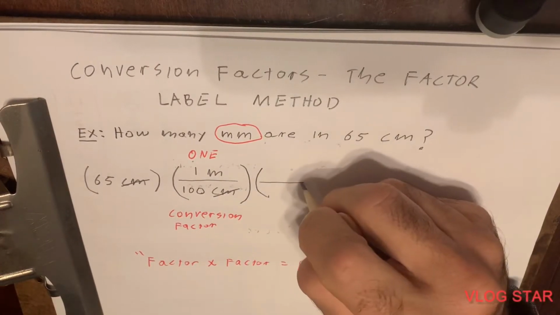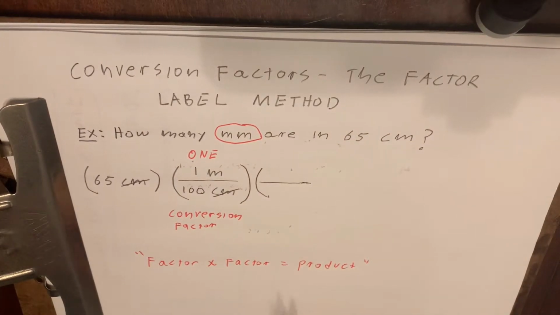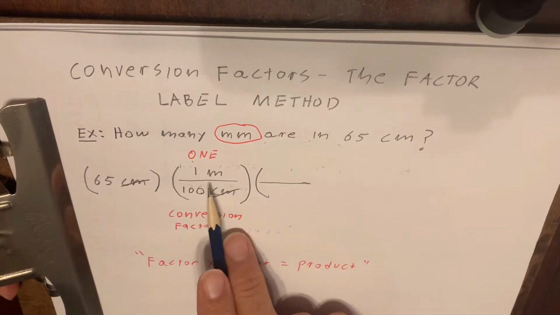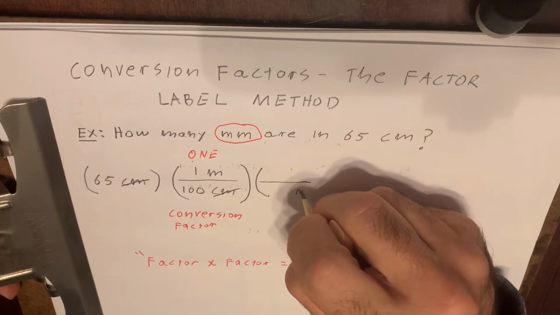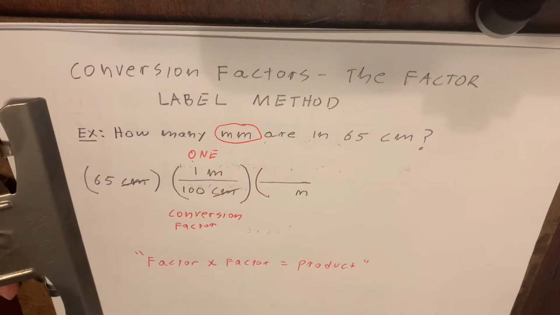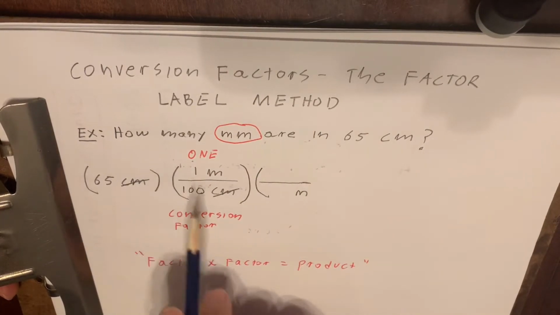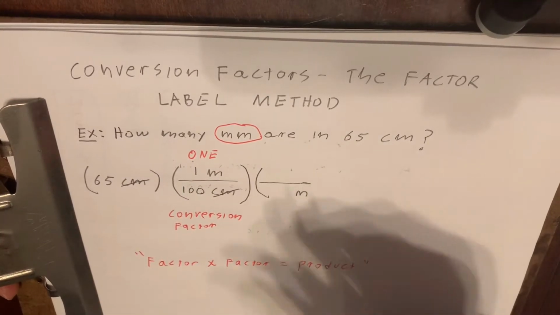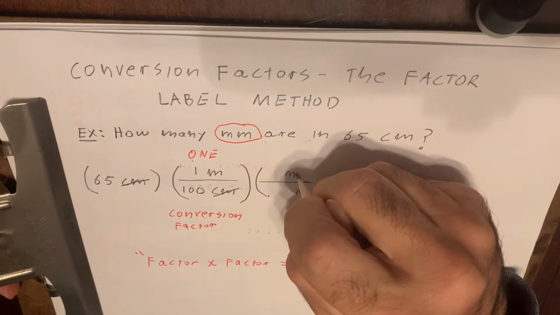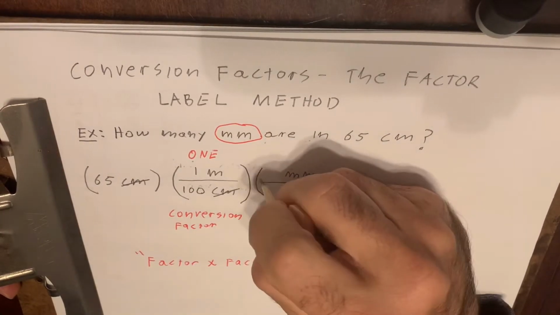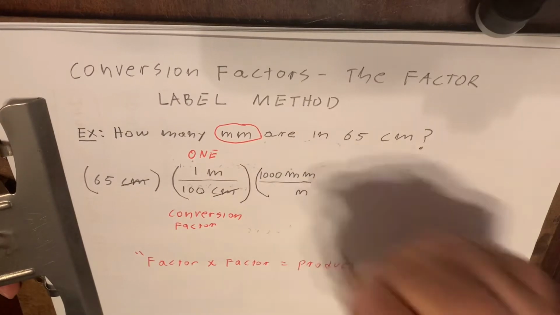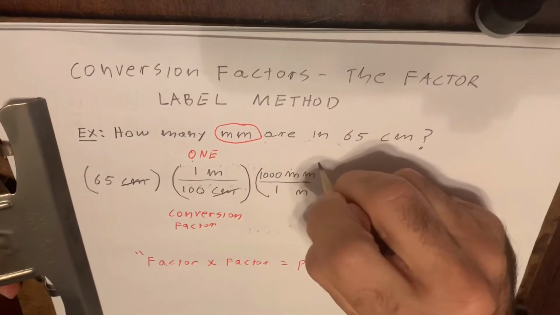The student always asks me when they're first learning this problem, they say, well, what do I put in the numerator? What do I put in the denominator? And I say, well, it depends what you want to cancel. See, we want to cancel out meters. So we put the meters in the denominator. They will cancel. And we want to be left with millimeters. That's what we want. So we're going to put the millimeters in the numerator. And we know that there are 1,000 millimeters in 1 meter.